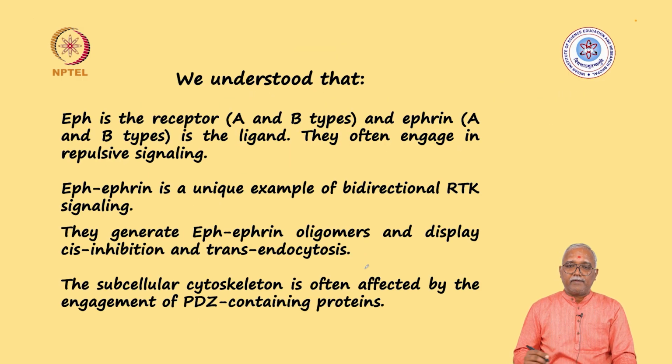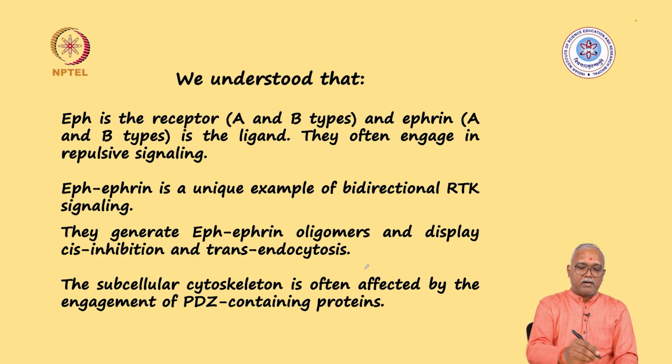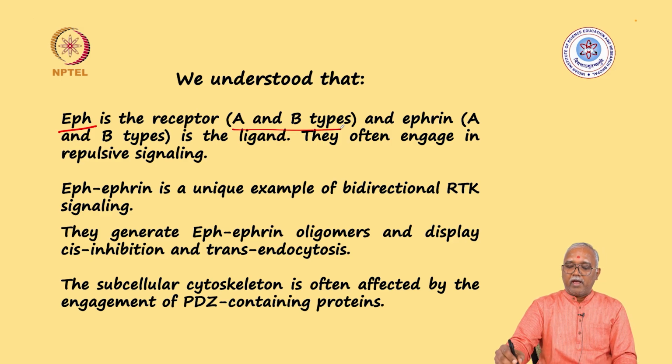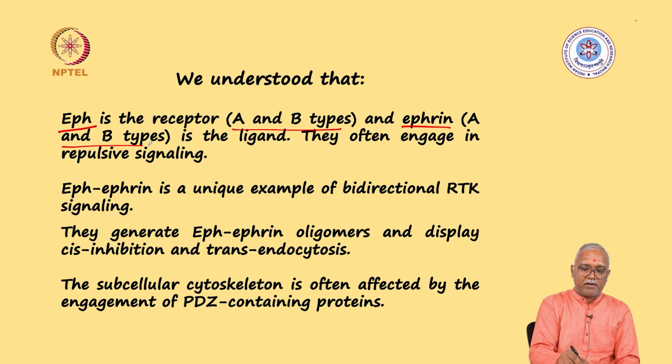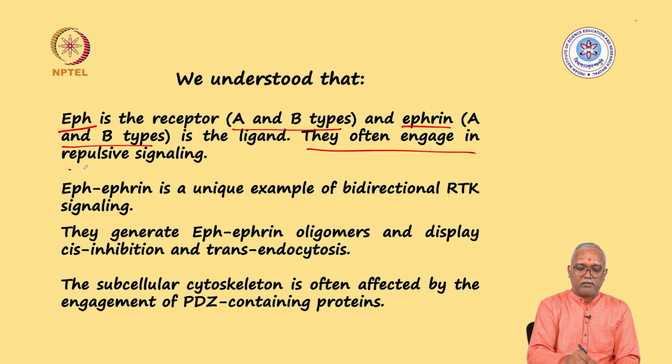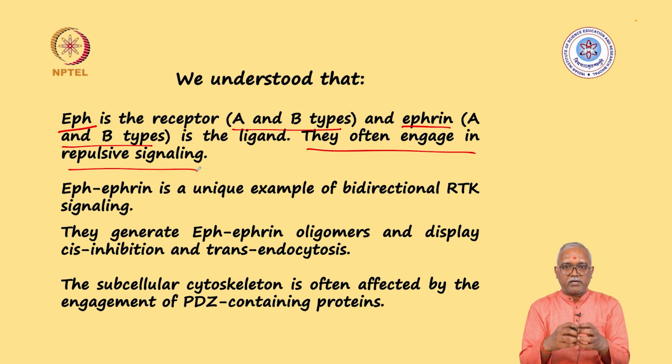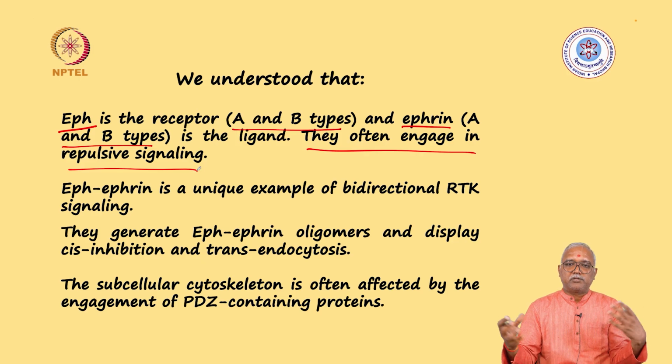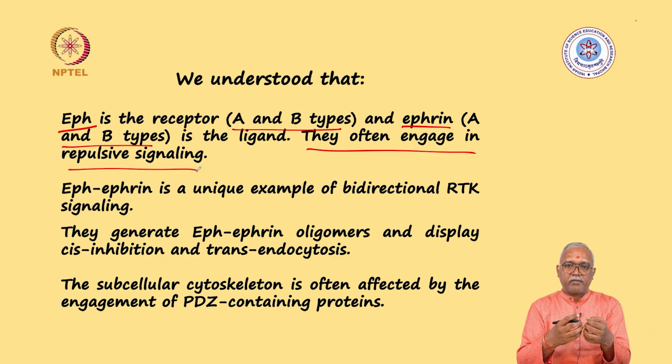So, what we have understood with this unique type of receptor tyrosine kinase is that EPH is the receptor which is type A and type B, Ephrin is the ligand which is type A and type B, and type A is much smaller, it does not have a cytoplasmic tail, whereas B has a big cytoplasmic tail, and they often engage in repulsive signaling, basically, which means that once they get into the productive signaling, the changes which happen in both cells, which are part of the bidirectional signaling, they now are removed from this signaling cluster.